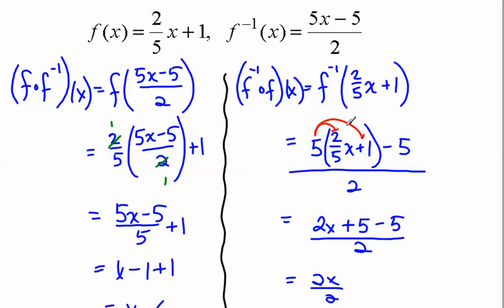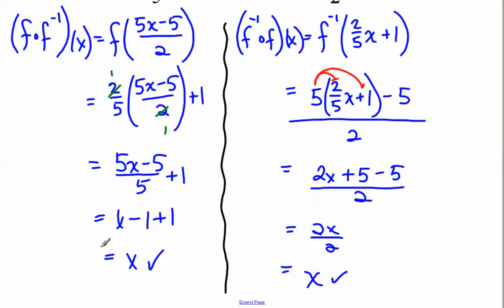So I'm going to distribute the 5, and when I distribute the 5 times the 2/5, of course it cancels the 5, and I get just my 2x. Plus 5 minus 5, well, those are going to cancel. Then I get 2x over 2, and that simplifies to an x. So we just verified that what we really did have were inverses of one another.